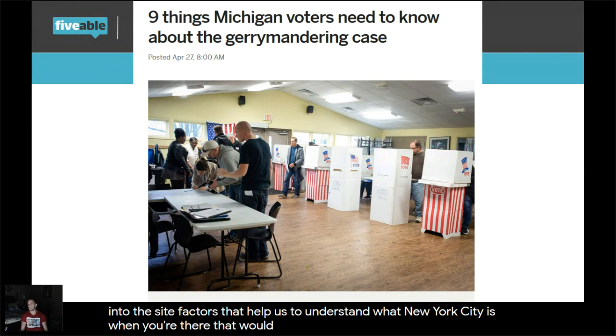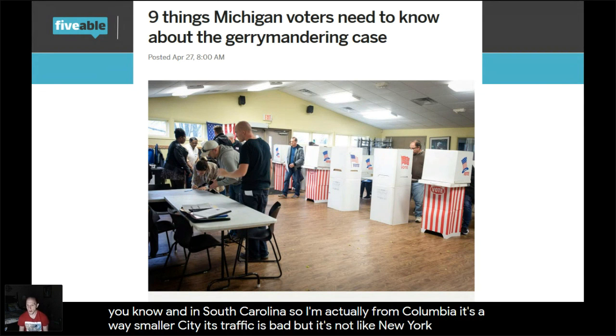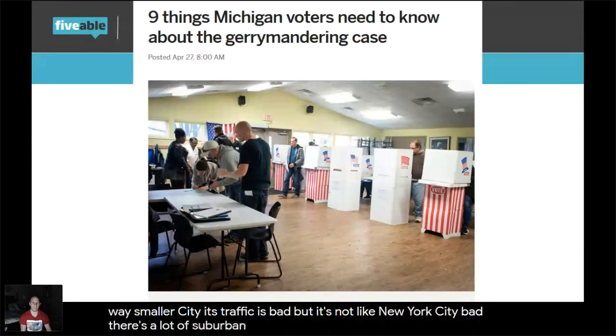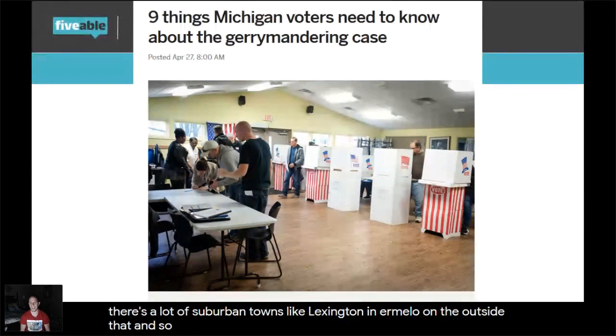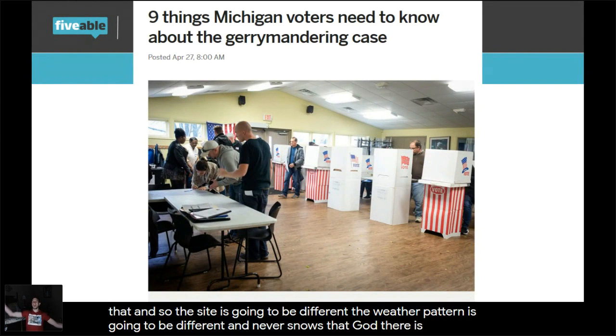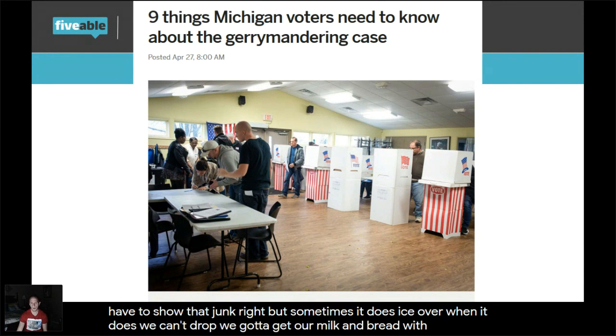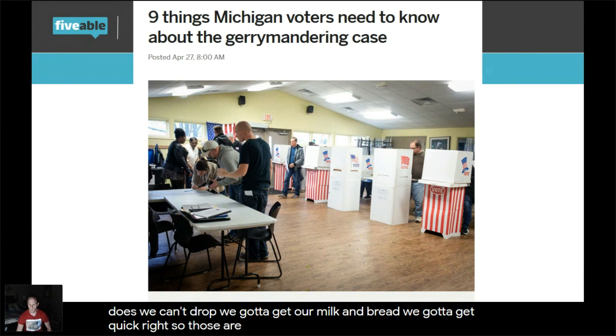That would differ from where I live, in South Carolina. I'm actually from Columbia. It's a way smaller city. Traffic is bad, but it's not New York City bad. There are a lot of suburban towns like Lexington and Irmo on the outside, so the site is going to be different. The weather patterns are going to be different. It never snows, thank God. But sometimes it does ice over, and when it does, we can't drive. We've got to go get our milk and bread, and we've got to get it quick. Those are examples of site factors.